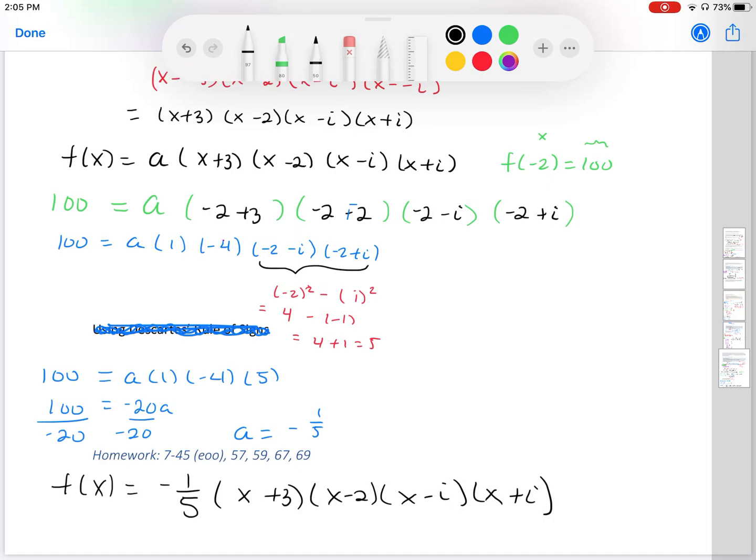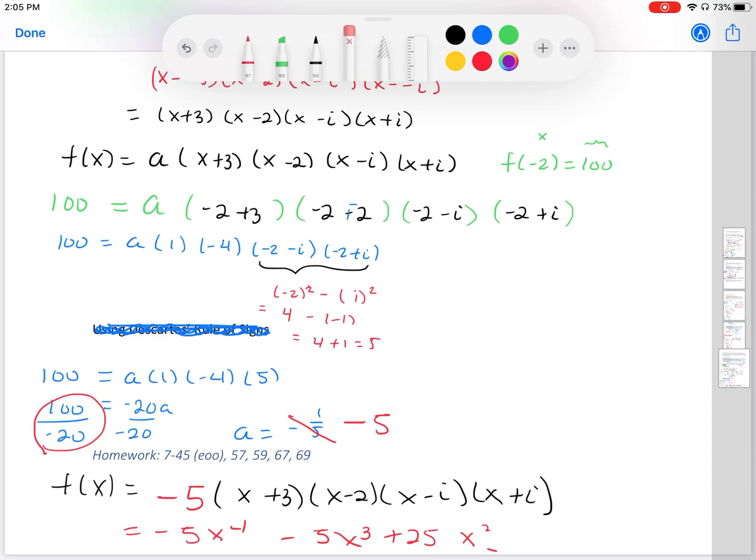Oh, I'm sorry. I totally made a mistake right here. 100 divided by negative 20 is negative 5. So that's supposed to be negative 5. Totally got ahead of myself. If you like to, you can go ahead and multiply all of this out. So then you get negative 5x to the fourth minus 5x cubed plus 25x squared minus 5x plus 30.